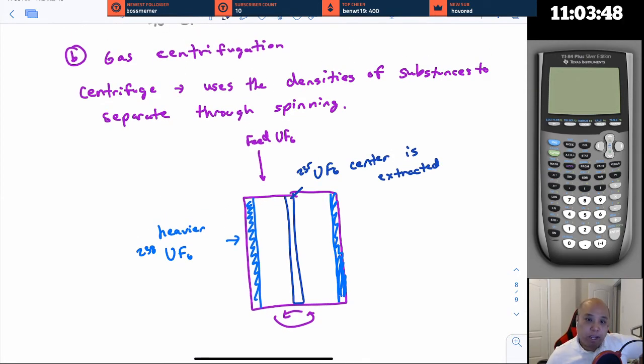So it's kind of like the way you would separate platelets in blood, right? You spin it really, really fast. The platelets that are more dense kind of go to the outside. The liquid stays kind of in the middle. And then you kind of remove that and you spin it more. And so you're using the densities to separate based on kind of momentum.